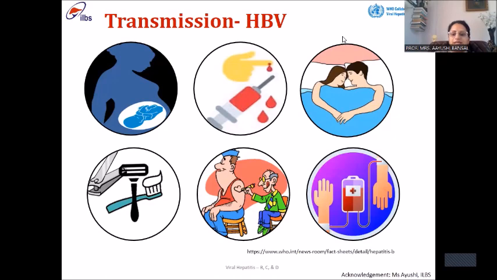Next, we can say blood transfusion. This is the main reason in hospital-generated infections. If blood is not tested for hepatitis B virus previously, then it can be a reason of hepatitis B transmission in the patient.